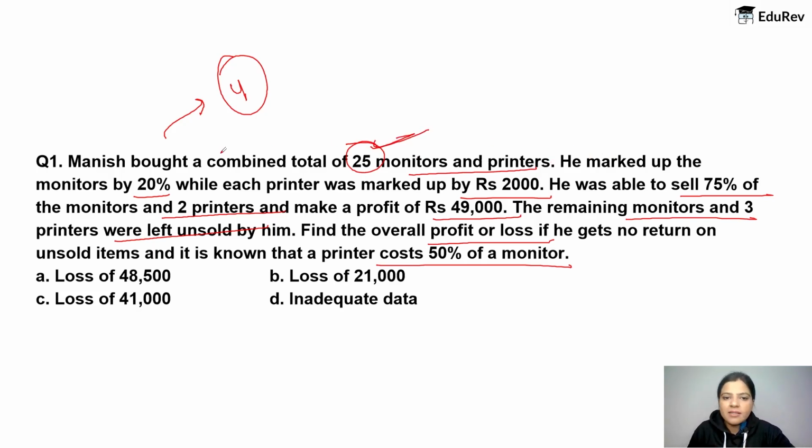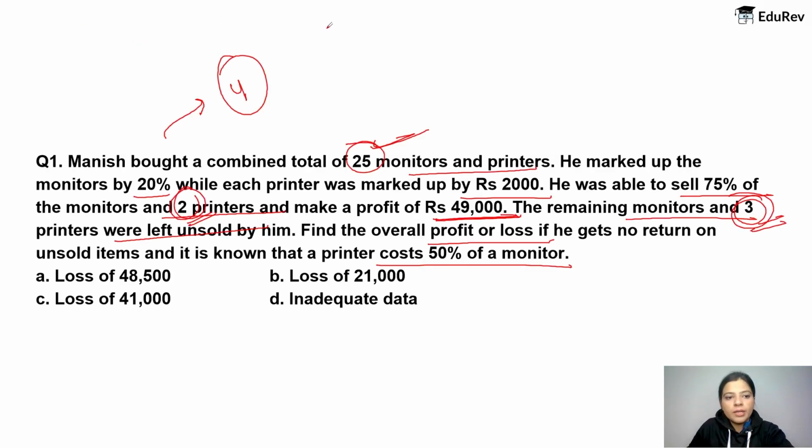He marked up the prices of monitors and printers by a certain value. He was able to sell 75% of monitors and two printers. So he was able to sell only two printers and 75% of the monitors, and he made some total profit of 49,000 on them. The remaining monitors and three printers were left unsold by him. So the first clue to begin solving this question. See, three printers were left unsold and two printers were sold.